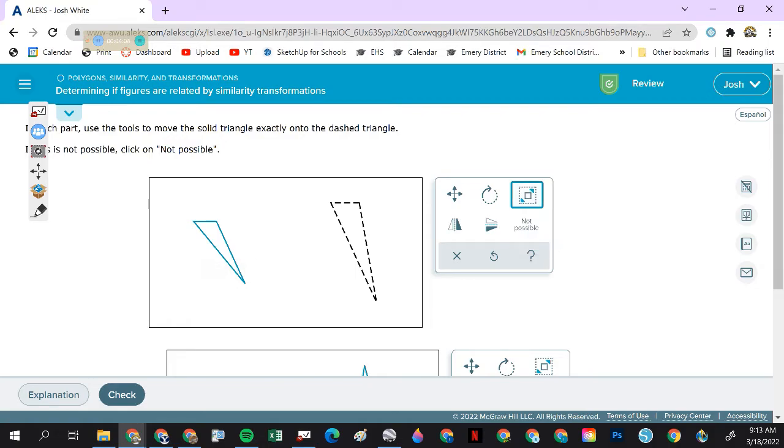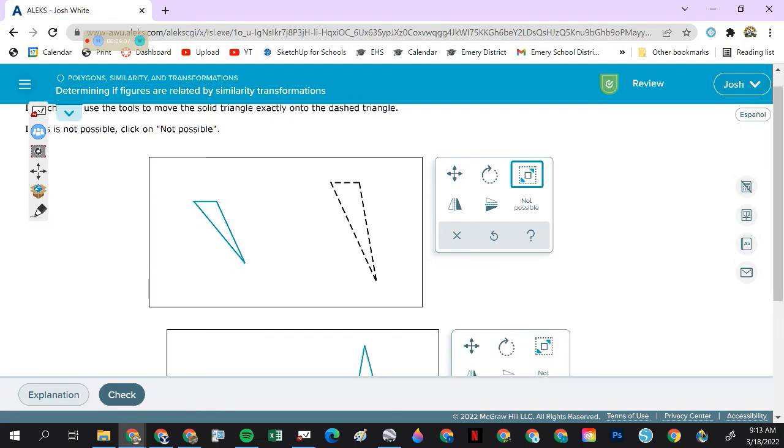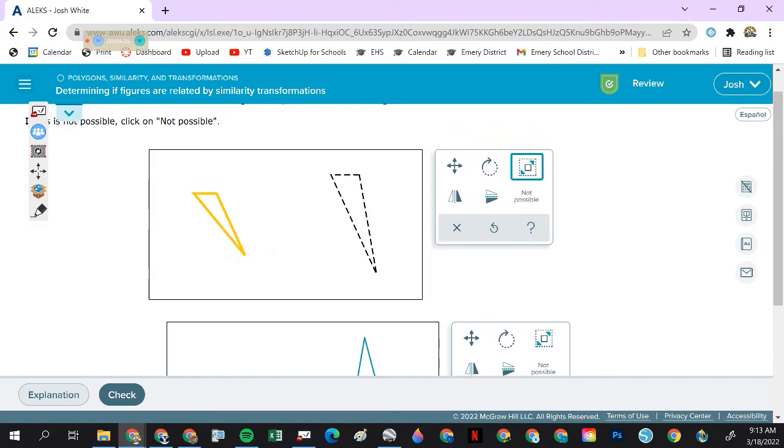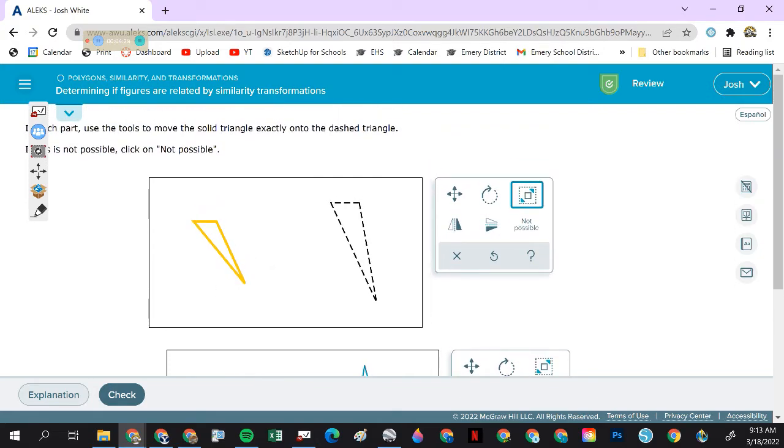I don't know how the dilate button works. Dilate. Oh, I unclicked it. Sorry. I might need a mouse to do it. It's not letting me do it from here. Hang on. All right. Oh, yeah, just move your mouse.